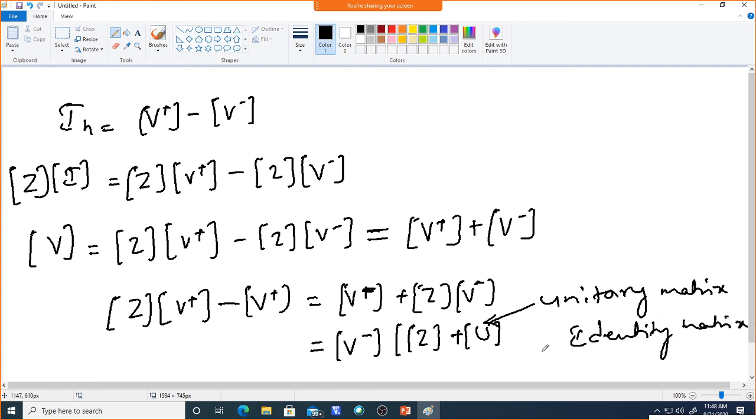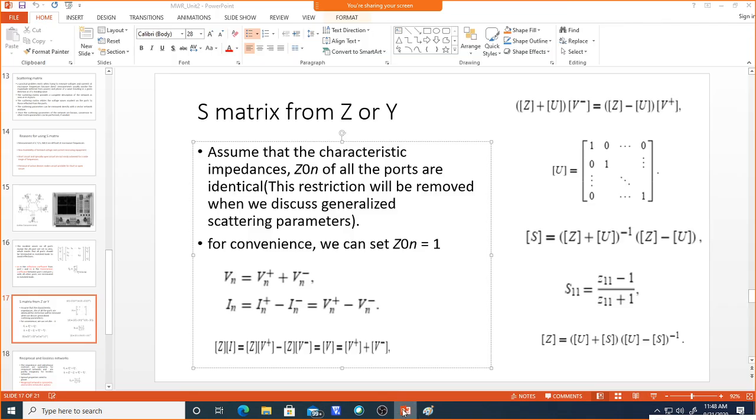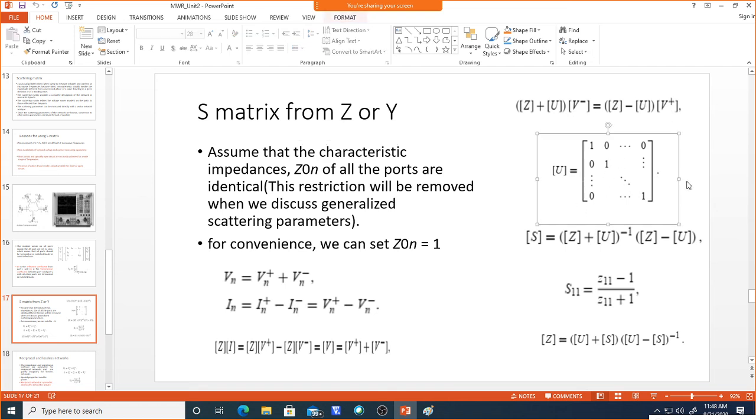In the similar way, you can take V plus common, which is equal to Z minus U. So the same equation we arrived at here is Z plus U into V minus equals Z minus U into V plus, where U is the unitary or identity matrix. Now the S matrix in terms of Z is the reflected by incident voltage, that is V minus by V plus, which gives Z plus U inverse multiplied by Z minus U. So this is how you get the S matrix in terms of the Z matrix.